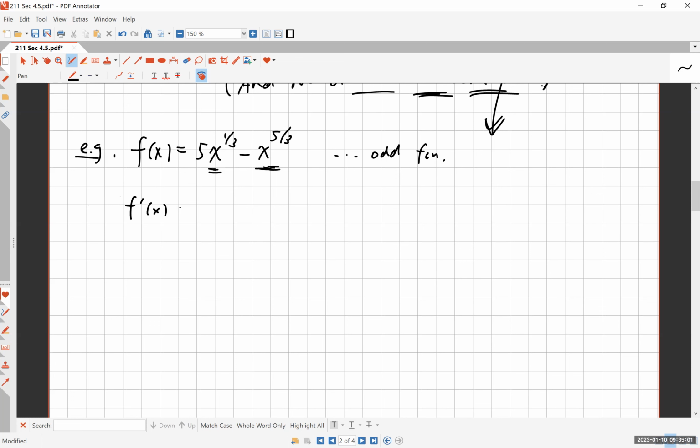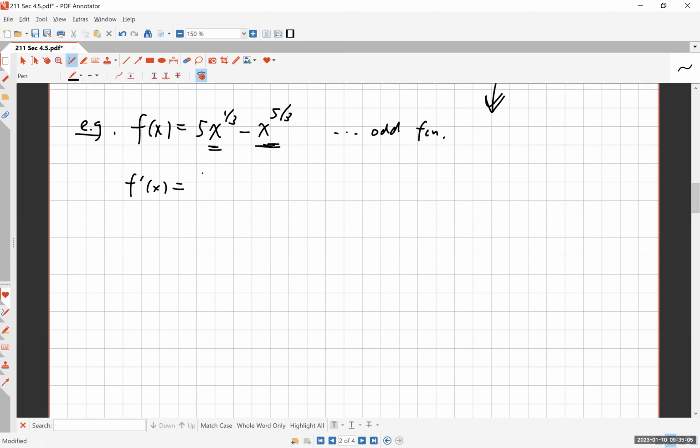All right, let's take the derivative so we can see when the function is increasing and decreasing. This is 5/3 x to the -2/3 minus 5/3 x to the 2/3. And so this is, let's factor out 5/3. And so you have x to the -2/3 minus x to the 2/3. Okay, so what do you know about this thing here?